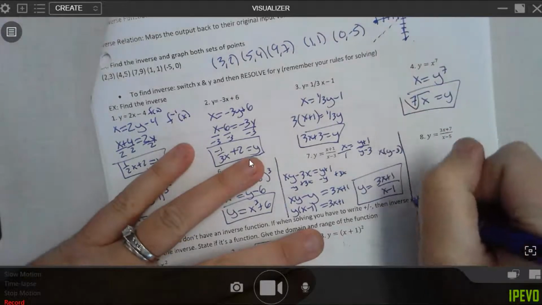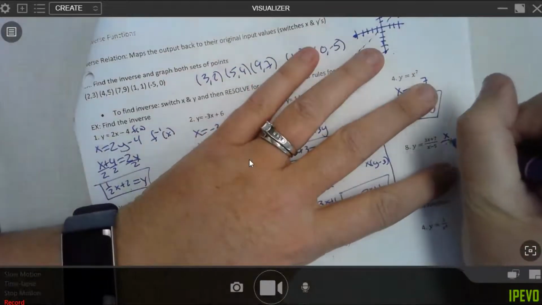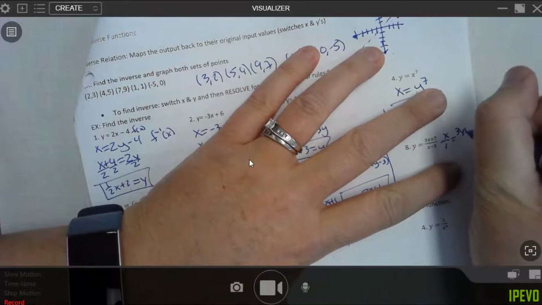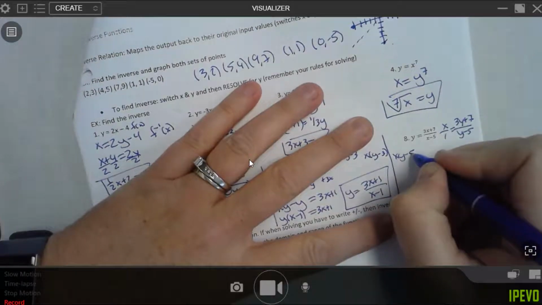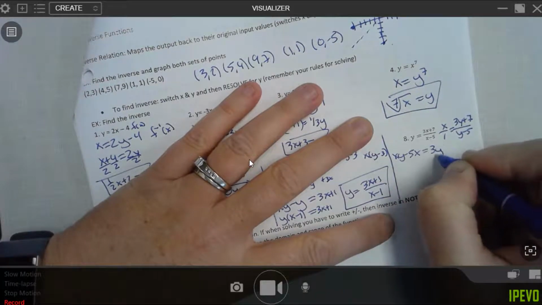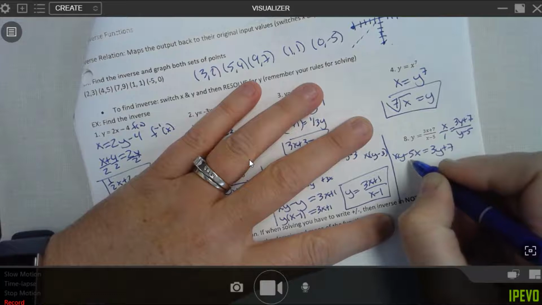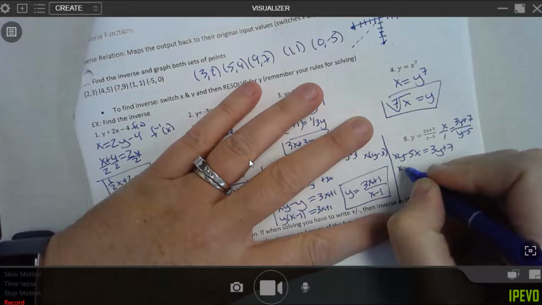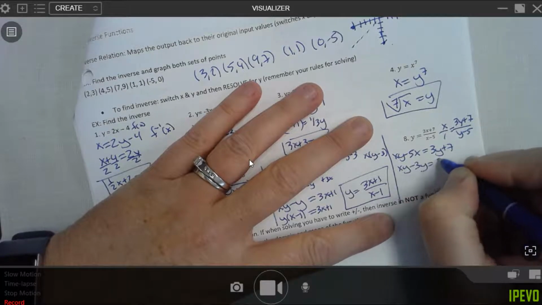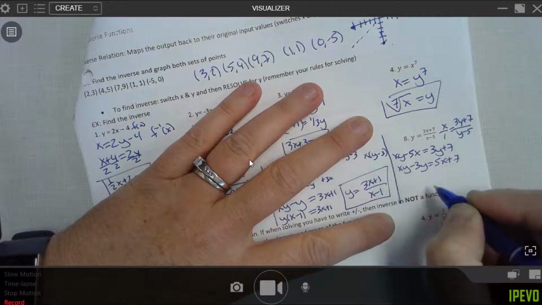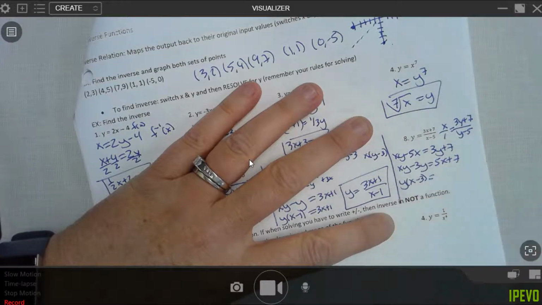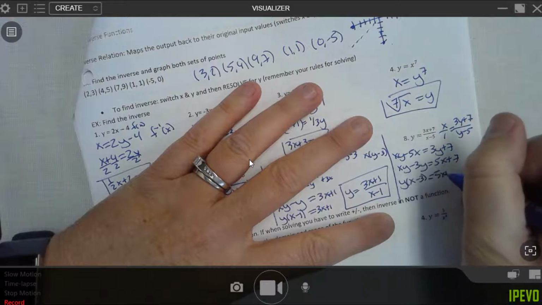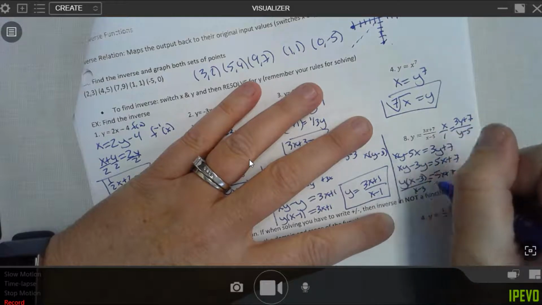Okay. So same thing here. Switch your x and y. Cross multiply them. I'm going to move my 5x over and my 3y over. Factor out your y here. And then I'm going to divide by x minus 3.